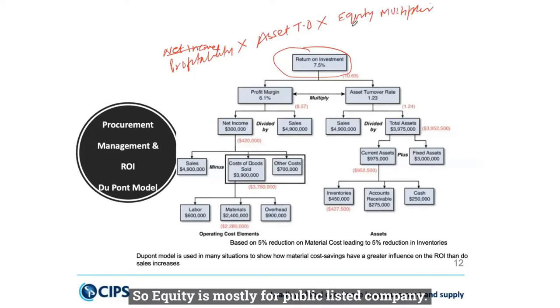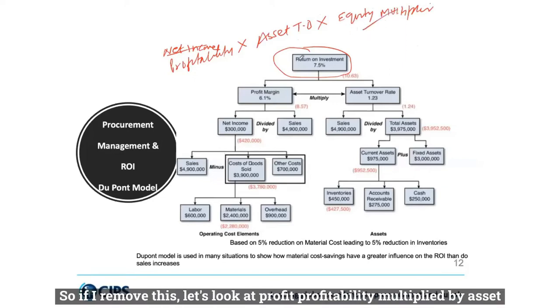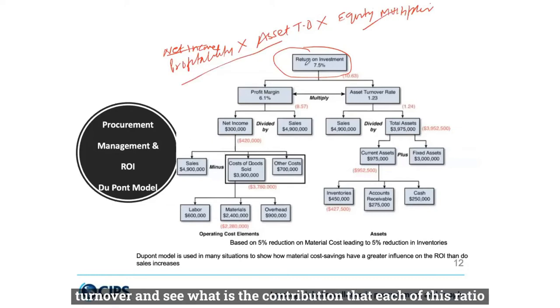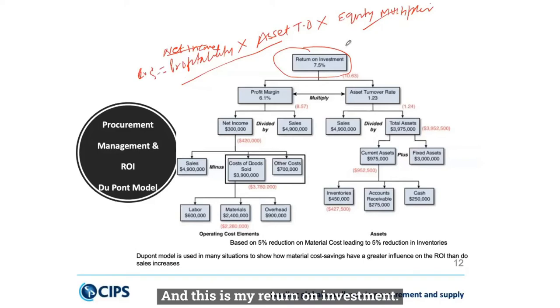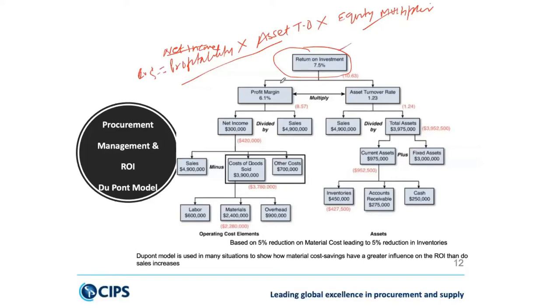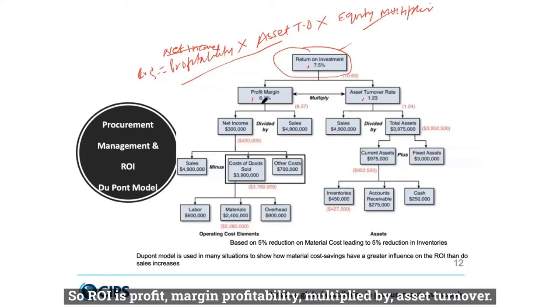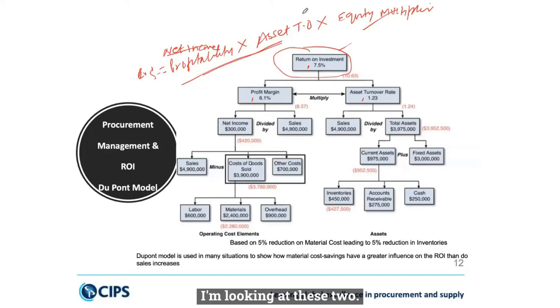So equity is mostly for public listed companies. So if I remove this, let's look at profitability multiplied by asset turnover, and see what is the contribution that each of these ratios makes to ROI. So if I look at ROI, and this is my return on investment, the numbers in black are for the organization. So ROI is profit margin, profitability, multiplied by asset turnover. I'm looking at these two.